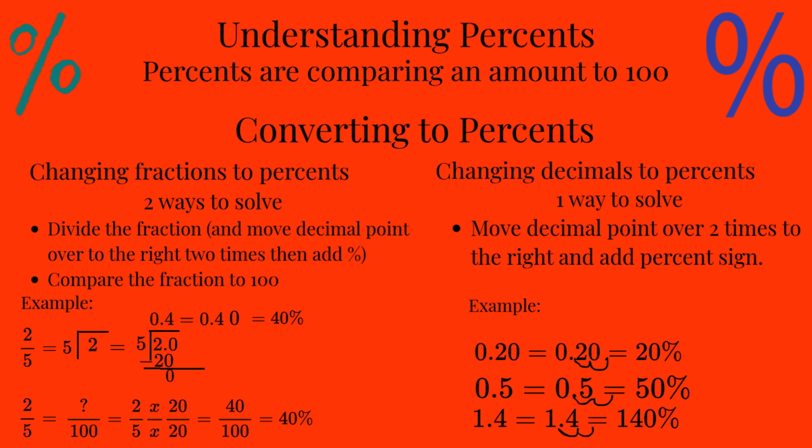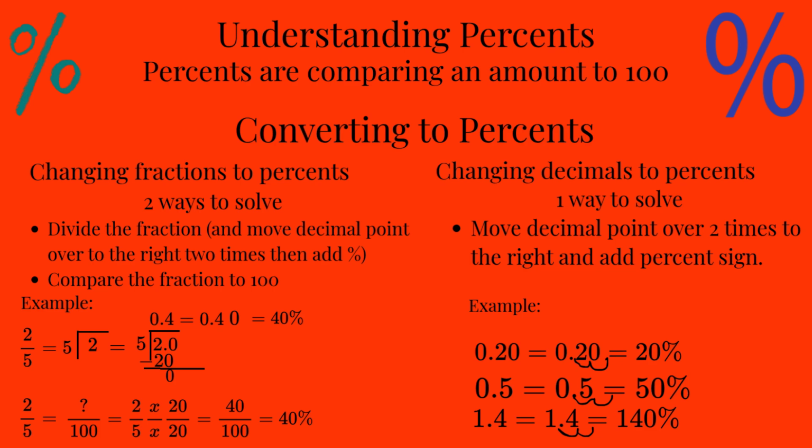My next example is 0.5. When I move my decimal point over 2 places to the right, the first place is behind the 5. The next place is an empty space. In that empty space, you must fill it with a 0. So 0.5 becomes 50% when we move it over 2 places to the right.